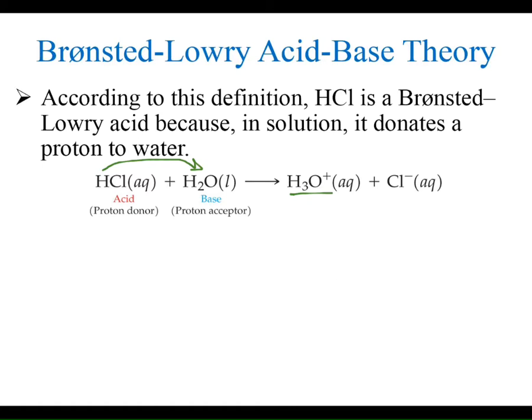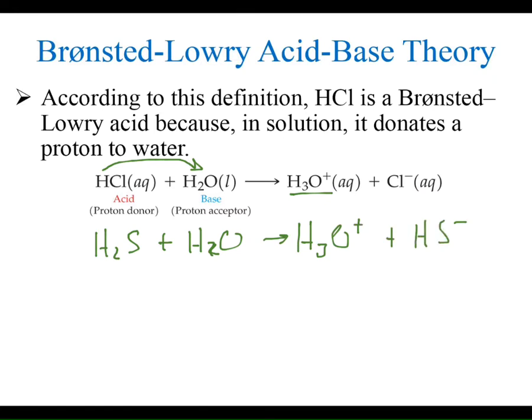What if it was H2S plus H2O? Can you show that as an example? Sure. It would do it in steps. It doesn't do it all at once. First it would give one of its H pluses and make H3O plus, and it would leave HS negative. And then HS negative could actually do it again and make H3O plus, even though S has a negative charge. Yeah, it doesn't matter.